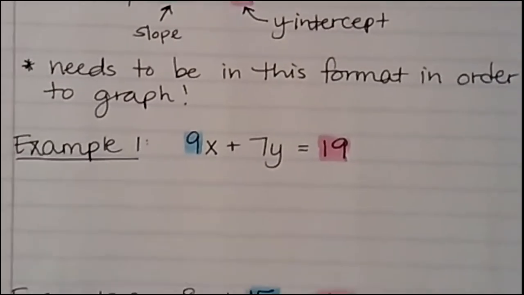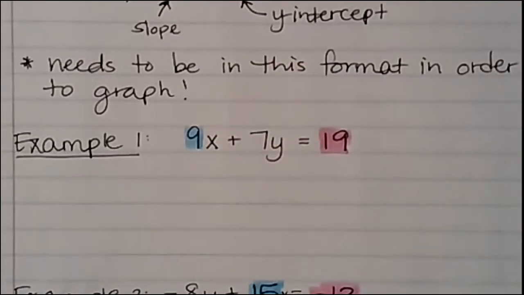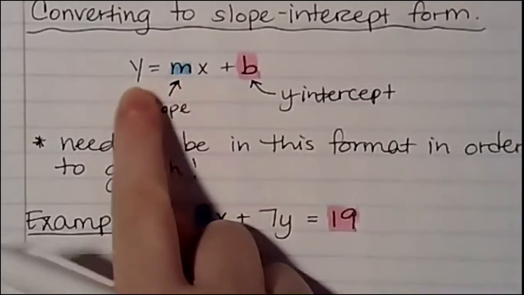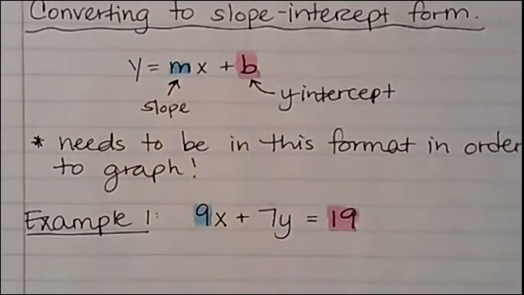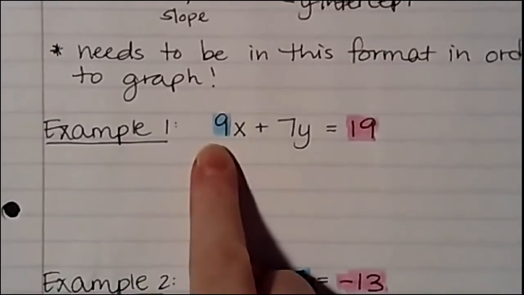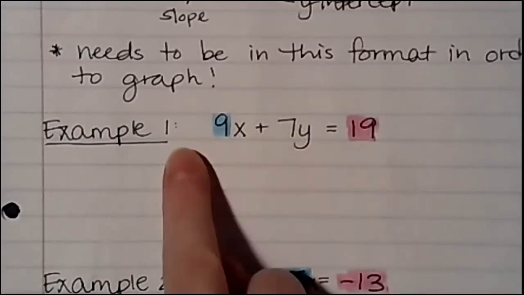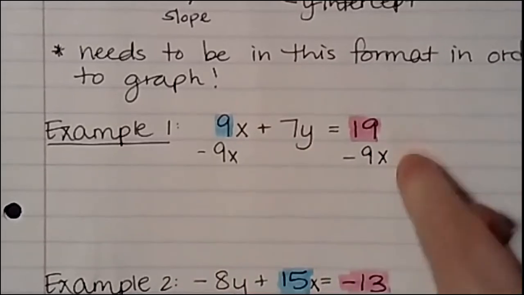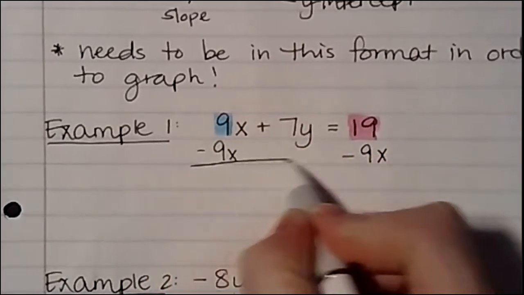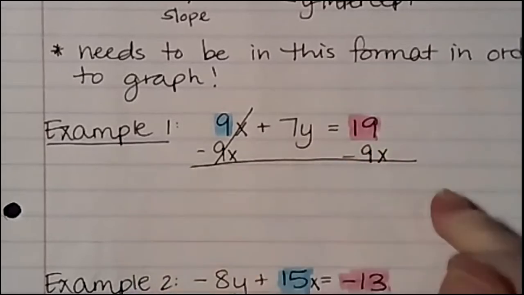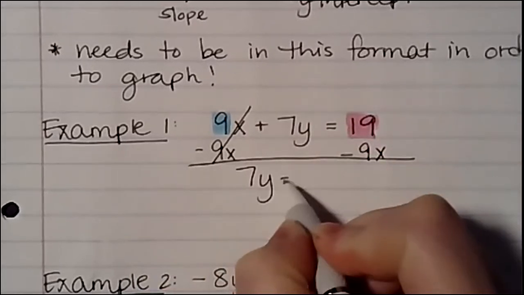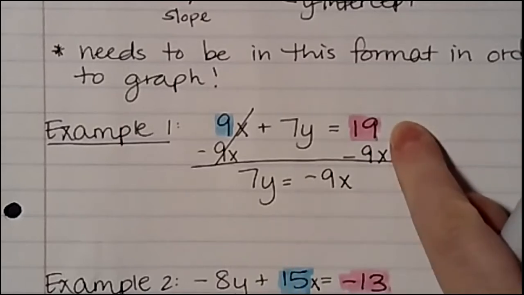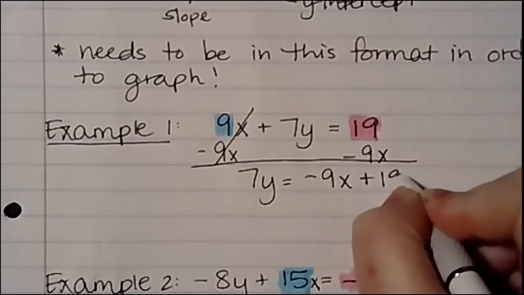In order to convert it, all I have to do is use inverse operations. I see here that it's y equals mx plus b, so I need to get this 9x to this side. Since it's positive, I'm going to subtract it from both sides. Now 19 and 9x are not like terms, so nothing happens there. They do not combine. So I get 7y equals negative 9x plus 19.